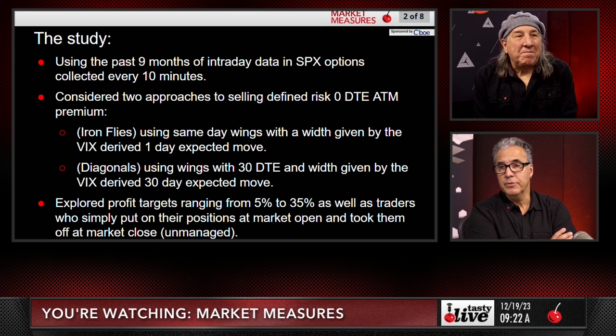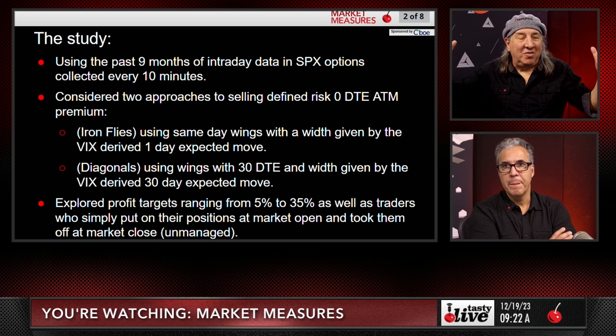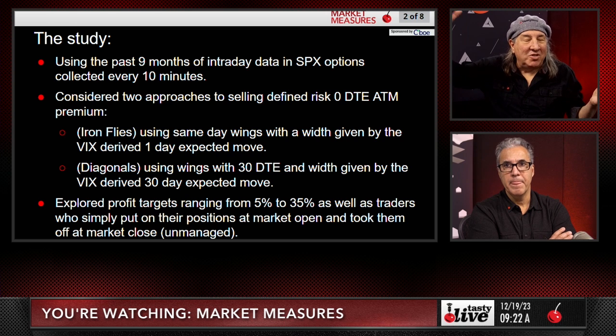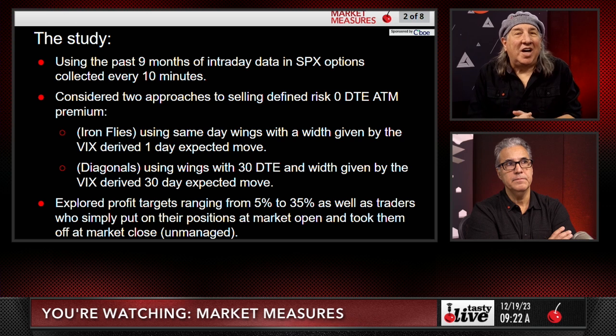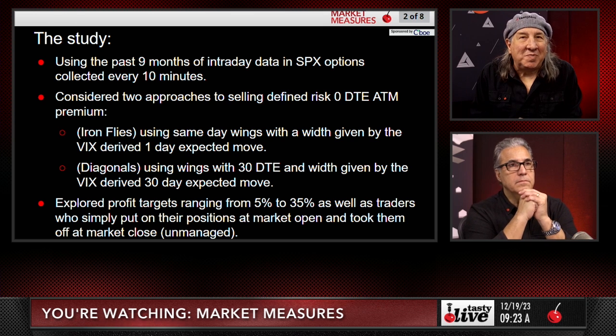But you were aggressive with your roll up. So I was aggressive with my roll-ups. I've rolled up 3 times. So what we're doing is buying the wings. I bought the wings that were $110 away from my 30 strike, 30 days out. And I sold the front month straddle, exactly what's here. Diagonals using the wings with 30 days to expiration and the width derived from the 30-day expected move.